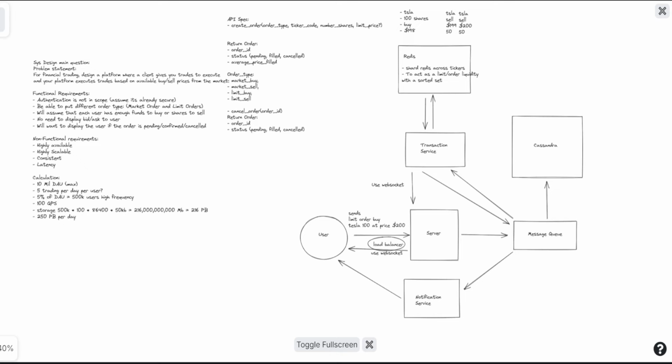Redis, I'll probably be a bit less concerned about, because from what I read, Redis Enterprise can go up to 2 million queries per second. That's really high compared to our QPS, even with the highest frequency trader. So that's something I'm less worried about. It's mostly the transaction service, the message queue, and then the server.